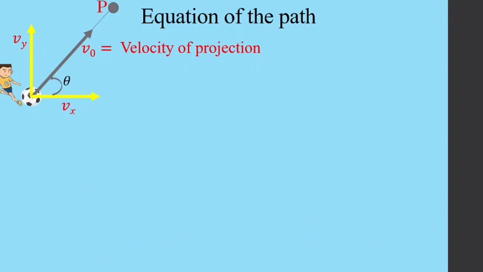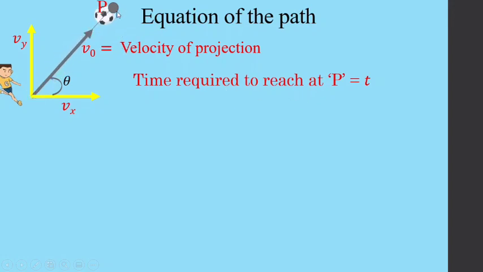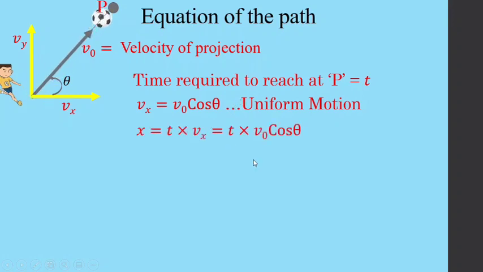Now let us find the equation of the path for the projectile. To find the path of the projectile, we will consider a point P on the path. Let t be the time required for the ball to reach P. As we know, the horizontal component of the velocity is Vo cos theta, and this is a uniform motion component. Because this is a uniform motion component, we can directly use distance equals time into velocity. So x will be equal to time into Vx, where Vx is Vo cos theta. Let us write this equation for time. So time will be equal to x divided by Vo cos theta.